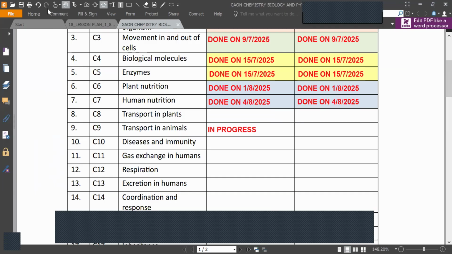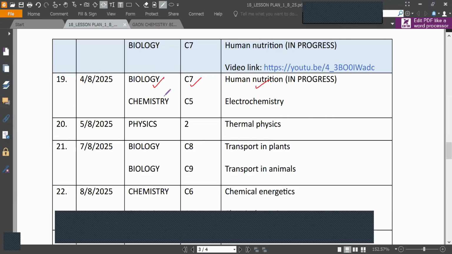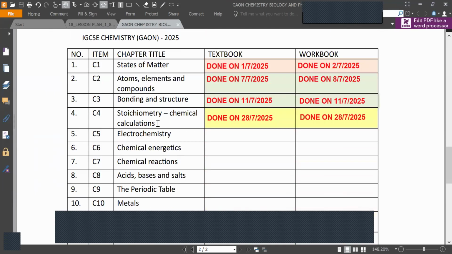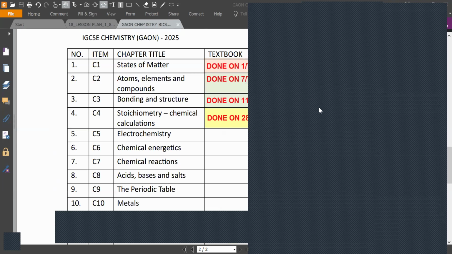Next we move on to chemistry. Chemistry unit 5, which is electrochemistry. So this is our next topic here. Let me open the document. This is also quite a big topic.